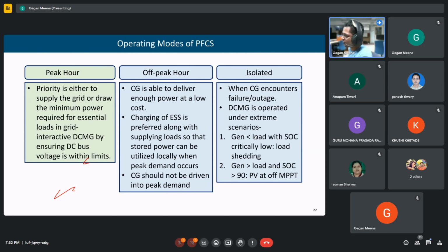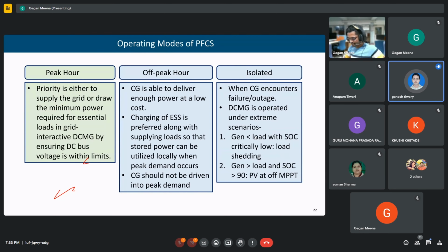So we have to maintain a state of charge of the battery so that we can discharge during the peak hours also. We have to keep the battery at that level. So at that time, taking from the grid will be beneficial. It will depend upon the SOC of the battery.